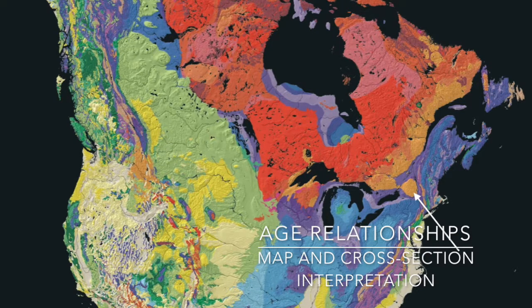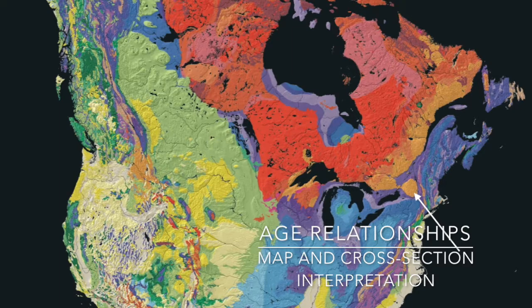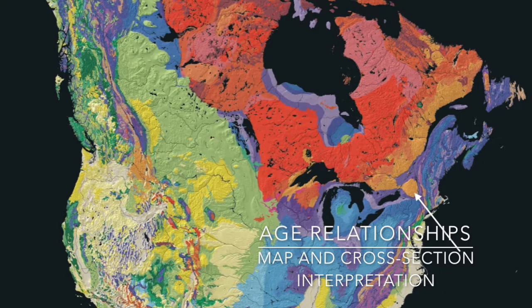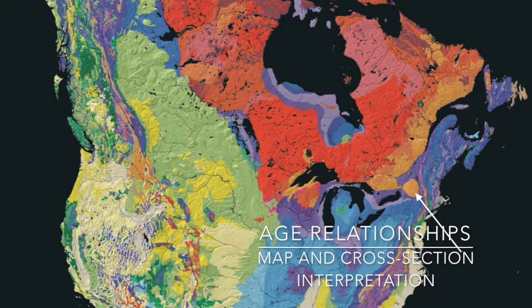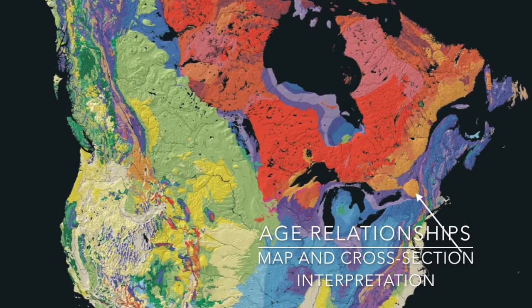First is the law of initial horizontality. Second is the law of superposition. Third are cross-cutting relationships. Fourth is lateral continuity. Fifth is floral and fauna succession. Sixth is the law of inclusions. And seventh are metamorphic relationships.